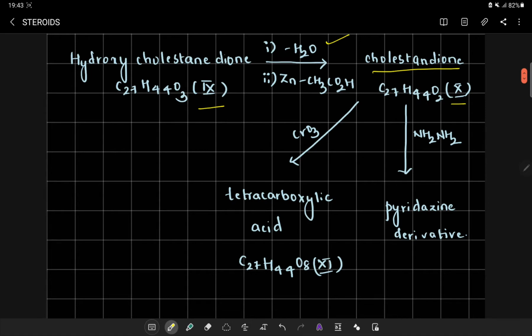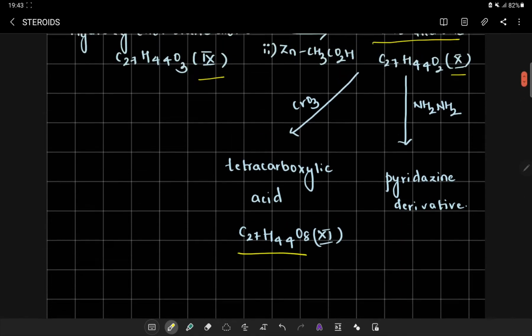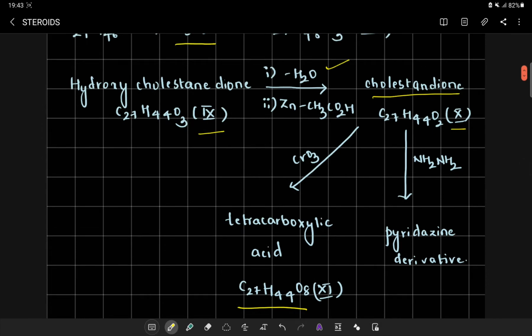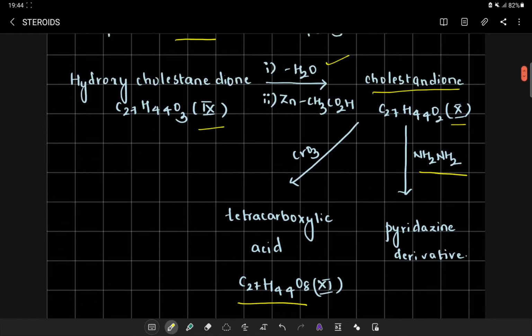Cholestane dione, this particular compound, which is a dione system, will react with chromium oxide to give a tetracarboxylic acid with the molecular formula C27H44O8. Further, the same cholestane dione, compound number 10, will react with hydrazine hydrate to give a pyridazine derivative.